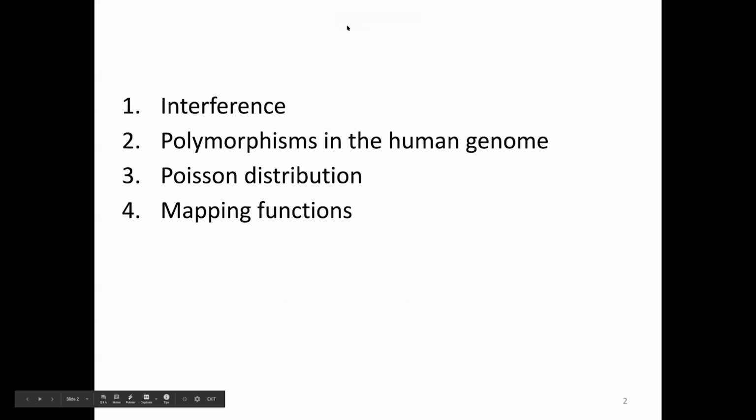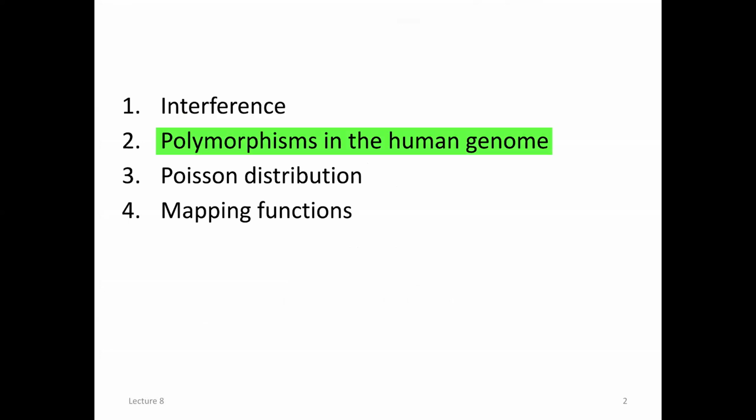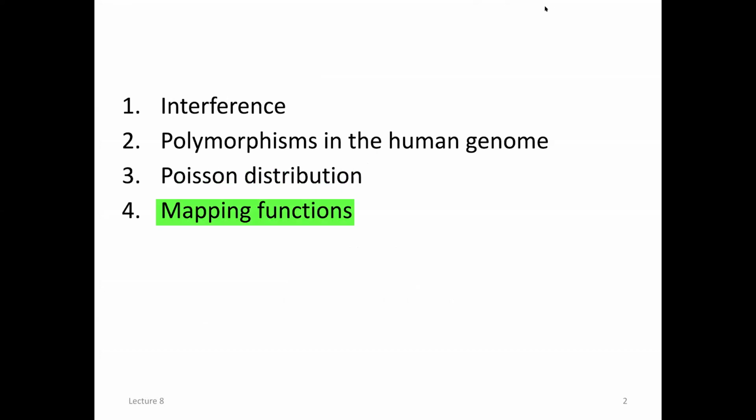All right, so today we want to cover the following topics. We're going to talk about the phenomenon of interference between crossover events. And then I want to briefly introduce different types of polymorphisms in the human genome and use that to motivate introduction of another probability distribution, the Poisson distribution. And then I want to talk at the end about the application of the Poisson probabilities to mapping functions.